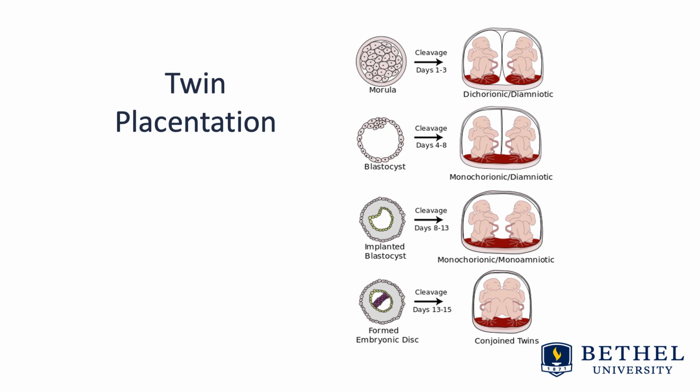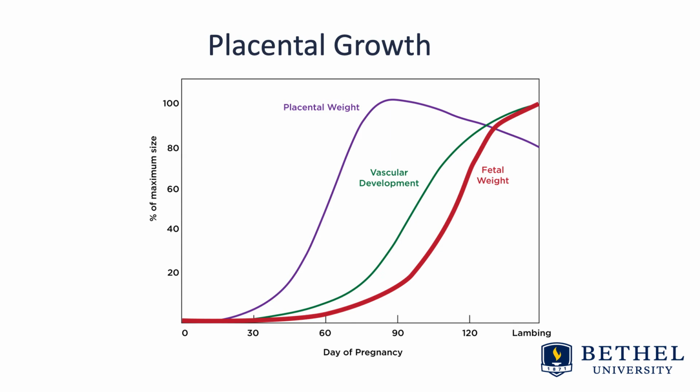And then here's one final twin image for you if that helps you with just thinking about the timing of when the cleavage or separation takes place and how that impacts what kind of placentation develops with twins. When we consider placental growth, it's interesting that generally placentas will cap their growth at around 32 weeks, and the growth starts a lot more rapidly than it does for the fetus. So the placenta grows pretty quickly, and then the fetal weight kind of kicks up, and the growth for the fetus increases after the placenta.